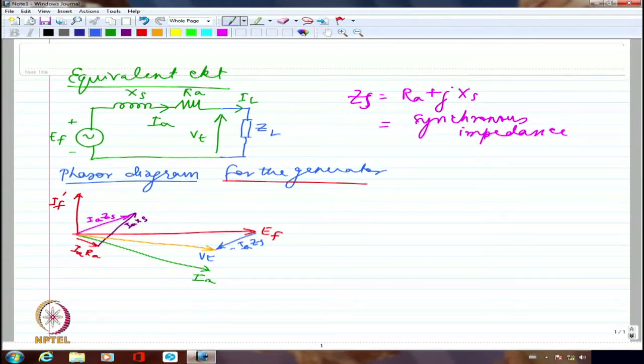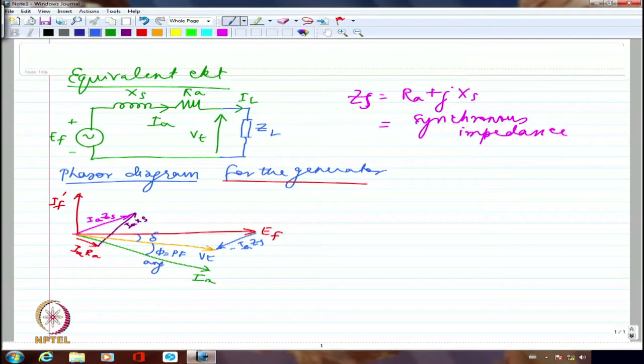So now if I look at it, between EF and VT, there is an angle of delta. I call this as delta. This is a very, very significant parameter in the case of a synchronous machine. And I am going to have this as the power factor angle.